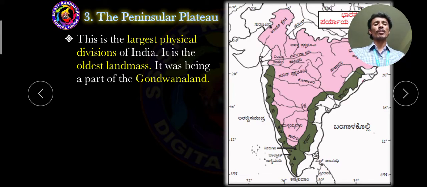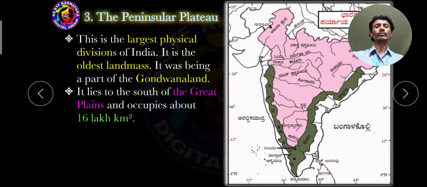The Peninsular Plateau is the oldest landmass, and it is the largest physical division of India. It was a part of Gondwanaland. Gondwana means the southern half of the land. It lies to the south of the Great Plains and occupies about 16 lakh square kilometers.